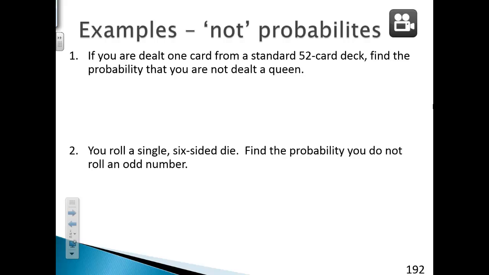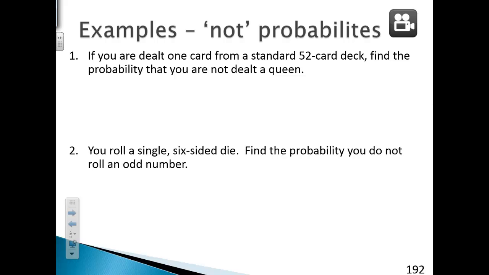Now we're going to look at what I call "not" probabilities. These are probabilities where you are asked the negative of something. Find the probability that you are not dealt a queen, that Christmas is not on a Tuesday, that you do not roll an odd number, or you do not roll an even number.